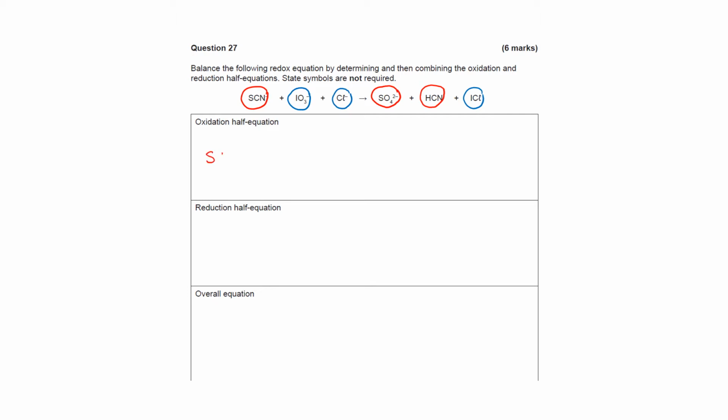So, SCN minus going to sulfate plus HCN. There's one skeleton equation, and IO3 chloride going to ICl, another skeleton equation. So the rules are, rule 1, balance substances that aren't hydrogen or oxygen. In equation 1, sulfur is balanced, carbon is balanced, nitrogen is balanced. We need to balance, rule 2, balance oxygens with water.